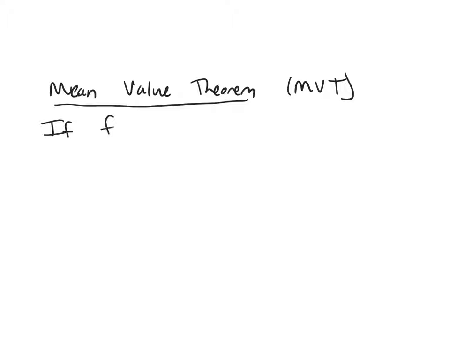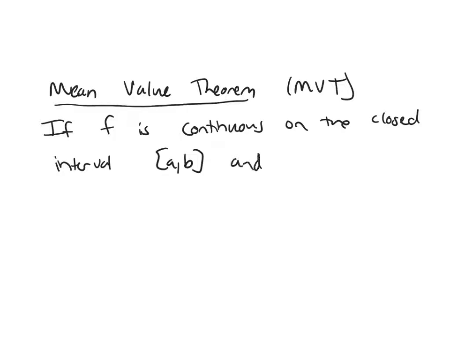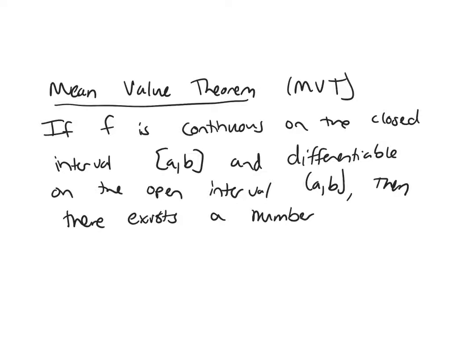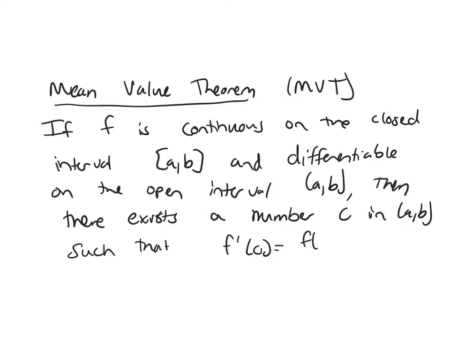If f is continuous on the closed interval a to b and differentiable on the open interval a to b, then there exists a number c in the interval a to b such that f prime of c is f of b minus f of a over b minus a.